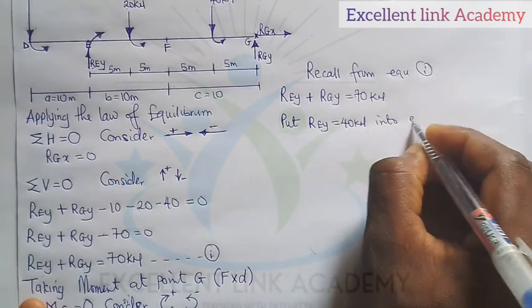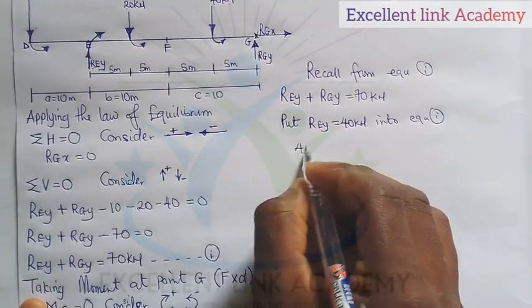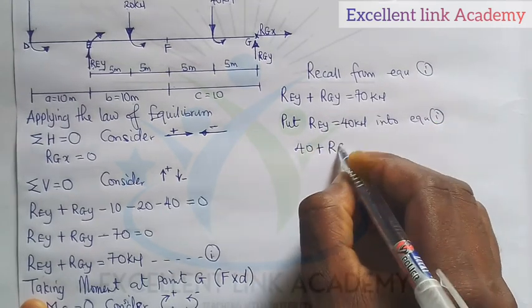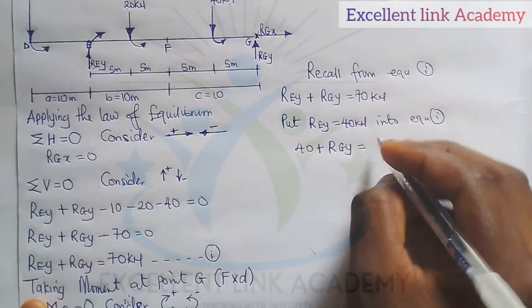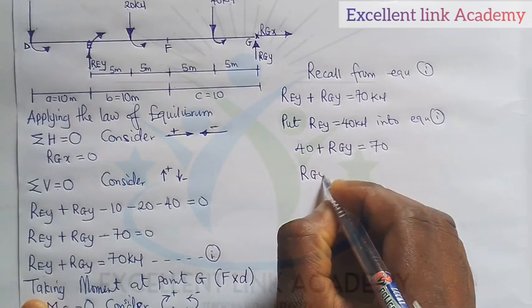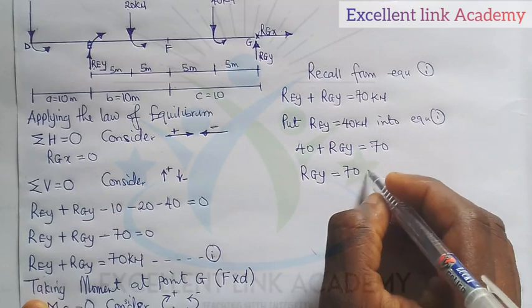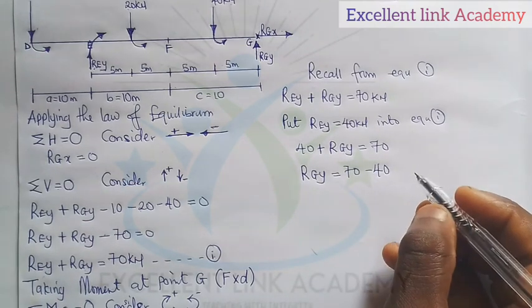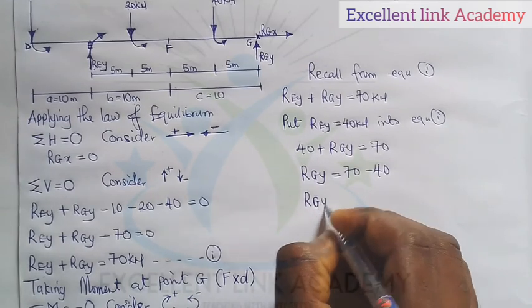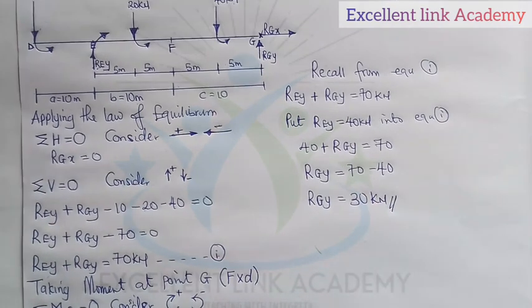So REY now is 40. That becomes 40 plus RGY is equal to what? 70. I'm looking for RGY. That becomes RGY is now equal to 70, this comes out as minus 40. So hence my RGY is now equal to 30 kilonewton. Here is my value after solving this problem.